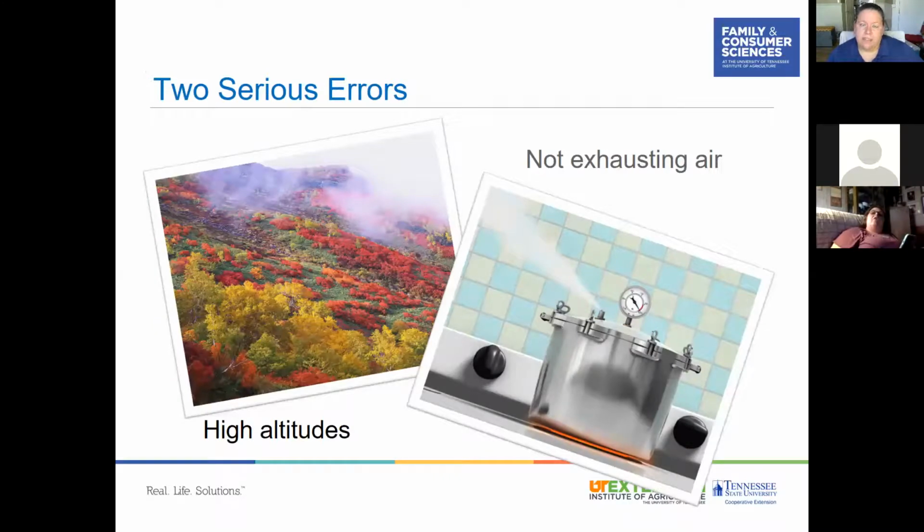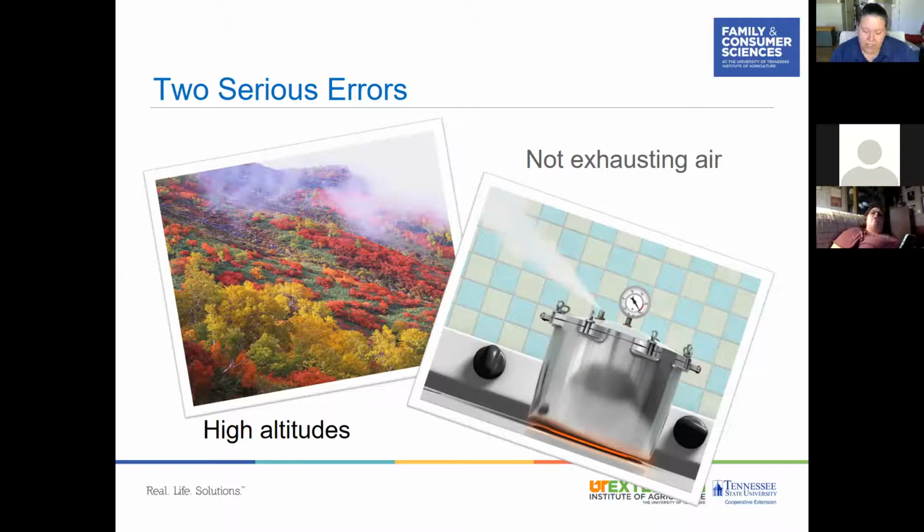So a couple of serious errors that happen when it comes to pressure canning. The first is high altitudes. When you live in a higher altitude, the internal canning temperatures are lower, so you'll need to correct this by canning at a higher pressure. And the second thing is not exhausting the air before you put the regulator onto that vent valve. Typically you need to exhaust steam out of it for at least 10 minutes, and it has to be a constant stream coming out.